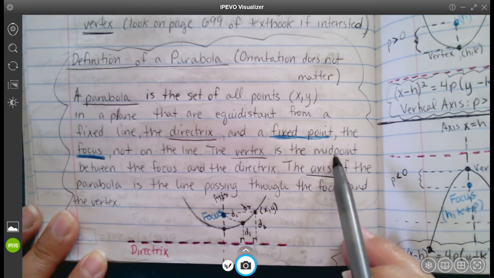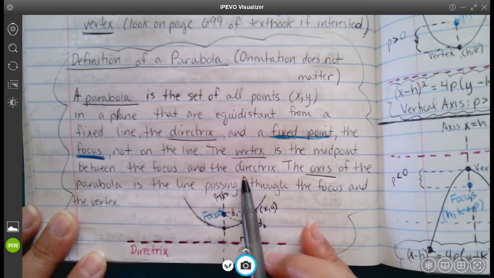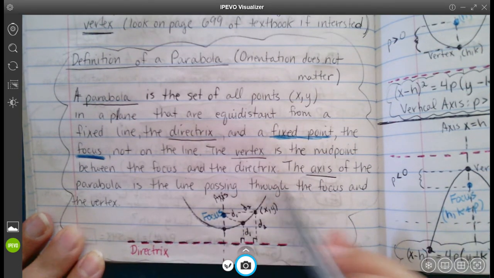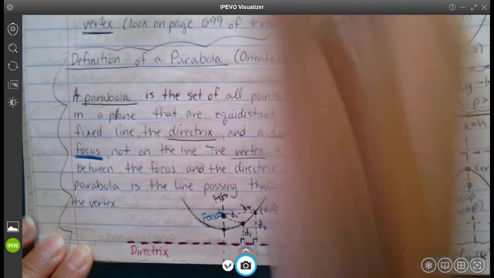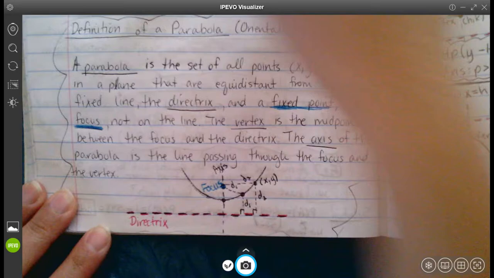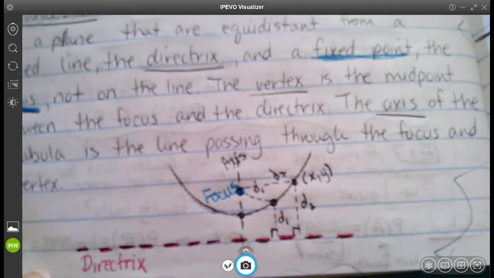The vertex is the middle of those two, so it's the midpoint between the focus and the directrix. The axis of this parabola is the line going through the focus and the vertex. Here is an image of what I'm talking about. I'm going to zoom in on this part because this is what a lot of our focus is going to be on today.